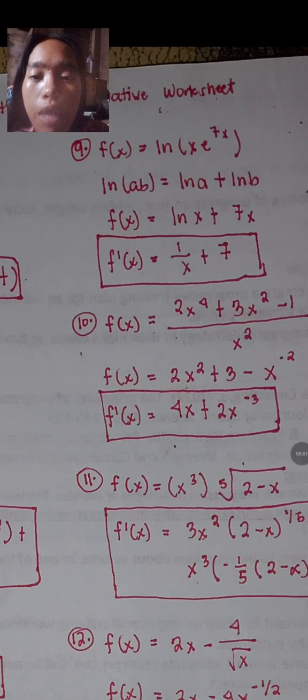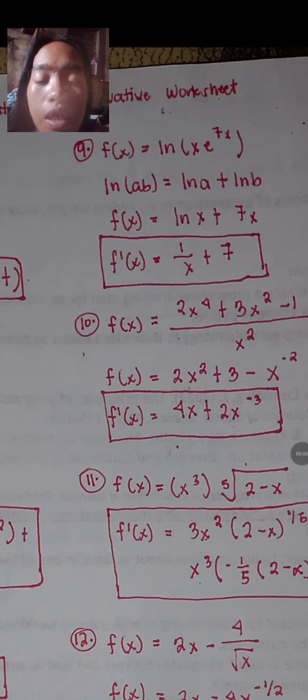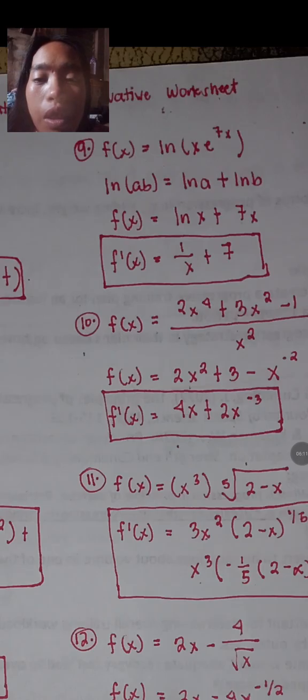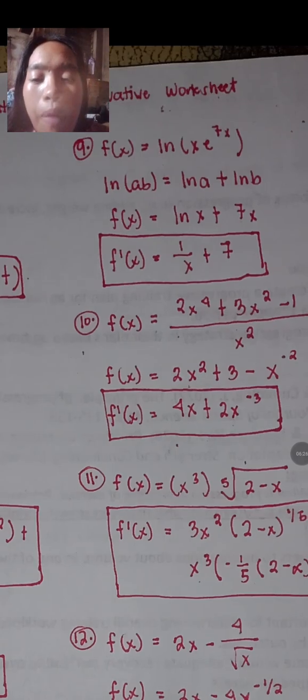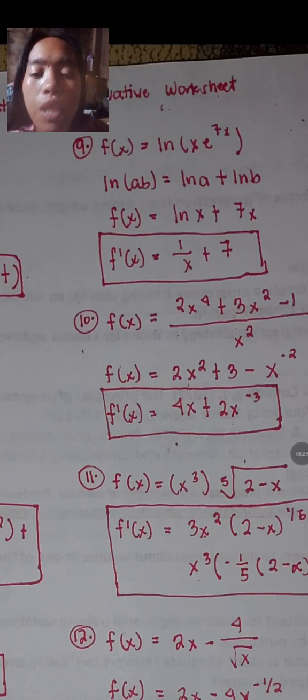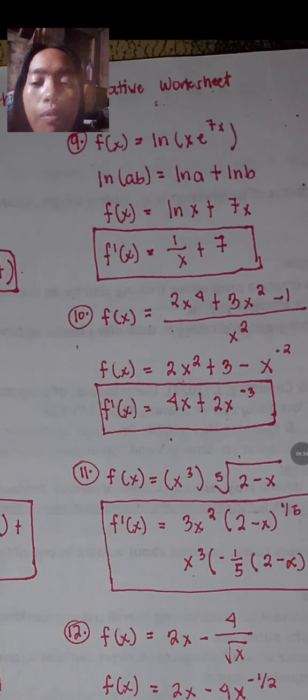We have f of x is equal to ln of the quantity of x e raised to the power of 7x. So ln AB is equal to ln A plus ln B. That is our formula, so we just need to substitute. So f of x is equal to ln A, that will be ln x, plus ln B, which is 7x. So the answer is f prime of x, or the derivative of f of x, is equal to 1/x plus 7.